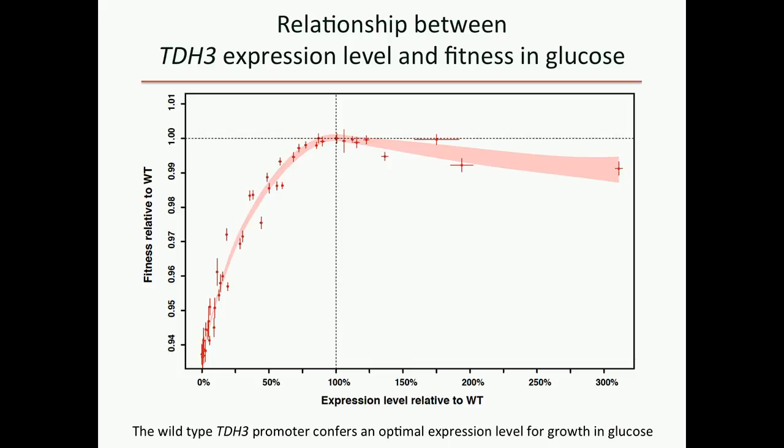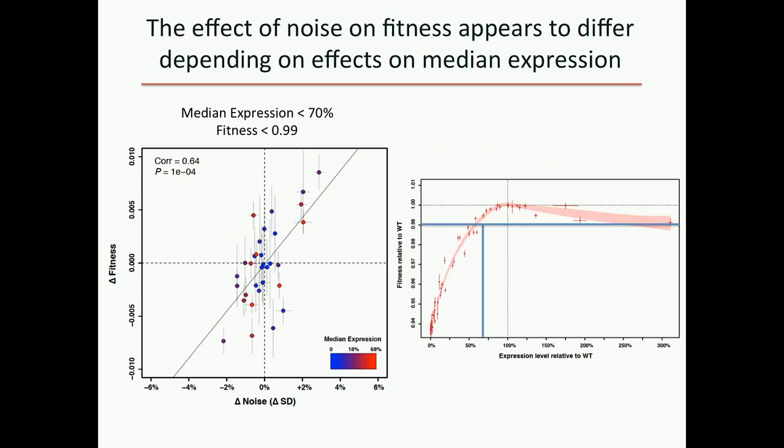Okay, so if we change mean expression a certain level, there's a certain change in fitness we expect. And what we're looking at now, again, are the points that deviate from that expectation. And then what I'm going to show you in the next slide is a comparison between the deviation in noise and the deviation in fitness. Okay? And I'm going to show it to you in 2 different groups, and then I'll explain why.